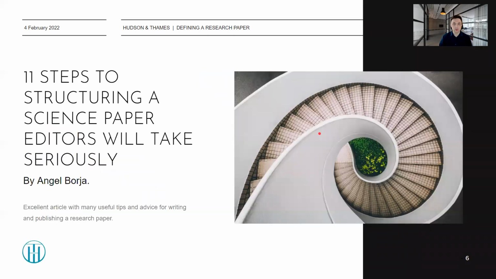So in case you are interested in reading more about this topic of structuring a scientific paper, I highly recommend the article 11 Steps to Structuring a Science Paper Editors Will Take Seriously by Angel Borja. He gives some excellent advice and tips and even presents some very nice examples of bad titles for research papers or why papers sometimes get rejected. So do take a look at this article if you're more interested.